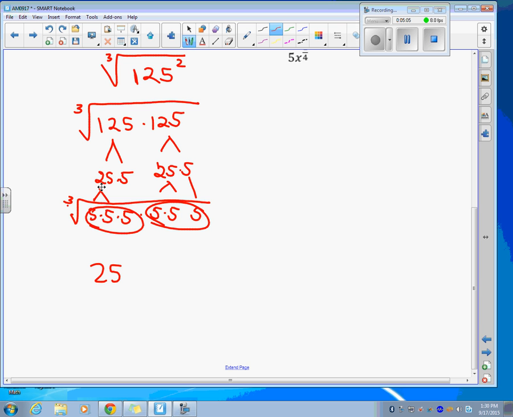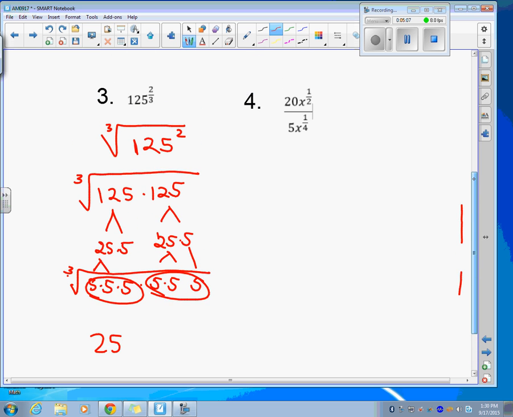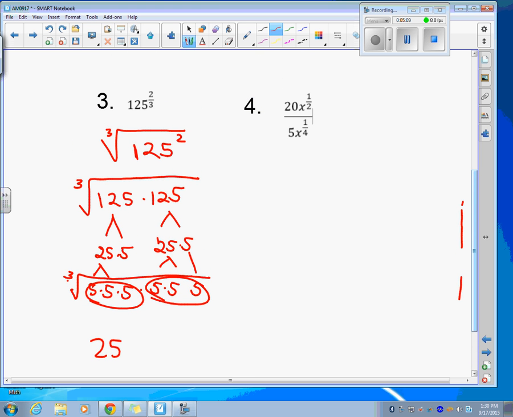That's number 4. Number 4 is the reason that we have rational exponents. We can simplify this pretty easily. It looks pretty complex. But before we get started, let me remind you that the 20 is not to the 1/2 power, only the x. The 20 would have to be in parentheses for it to be to the 1/2 power. So only the x is to the 1/2 power.